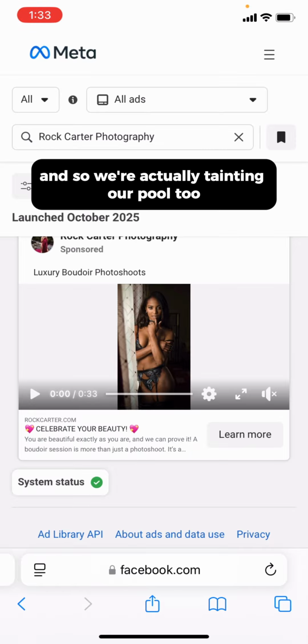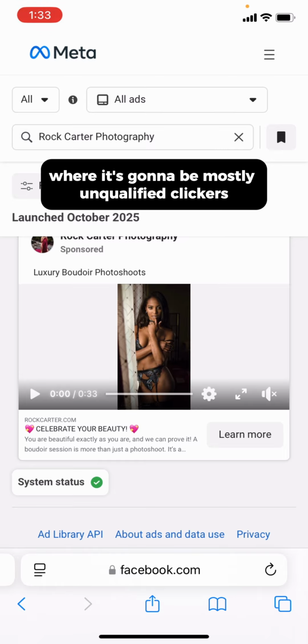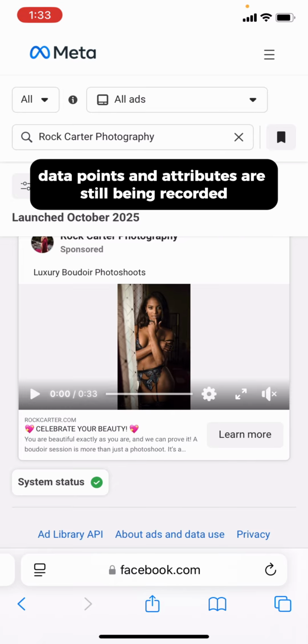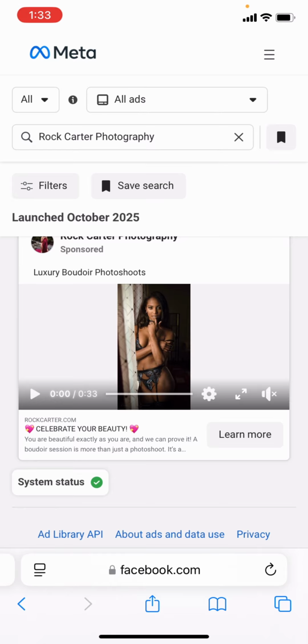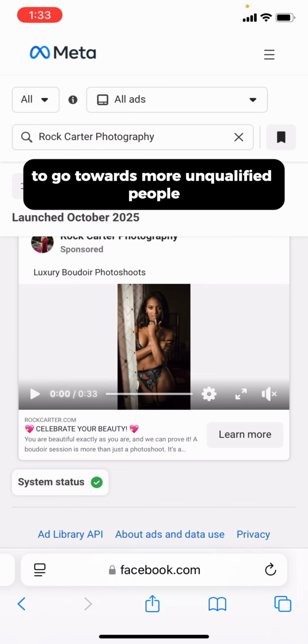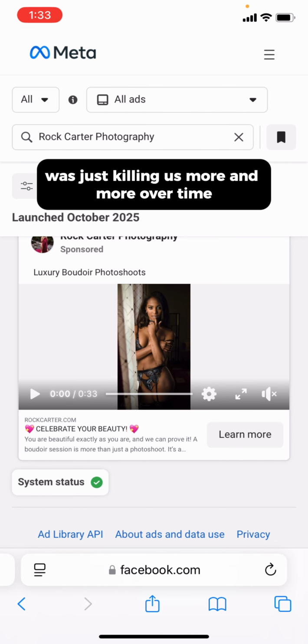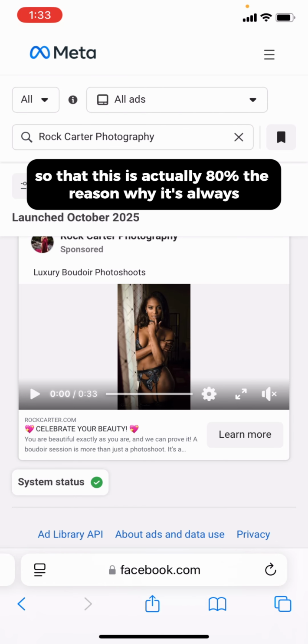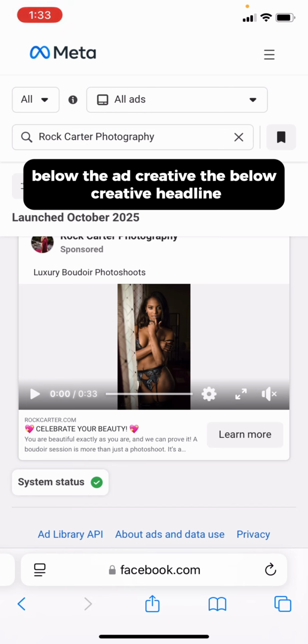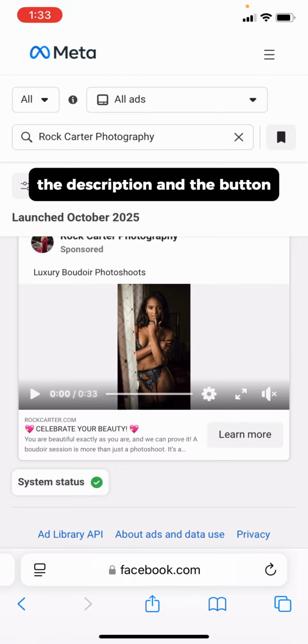And so we're actually tainting our pool 2, where it's going to be mostly unqualified clickers that have no idea what we're doing, but their profile data points and attributes are still being recorded and still being used to bias or weight the Meta ad algorithm towards more unqualified people, which is just killing us more and more over time. So this is actually 80% of the reason why it's always a mistake to have these things below the ad creative: the below-creative headline, the description, and the button. It's the exact reason why.